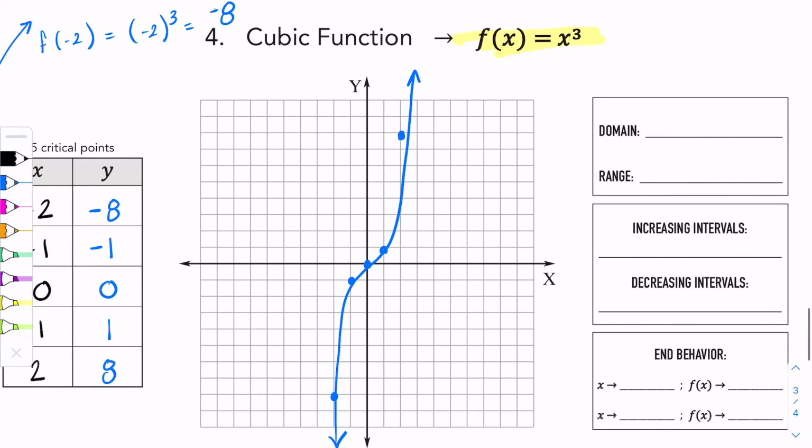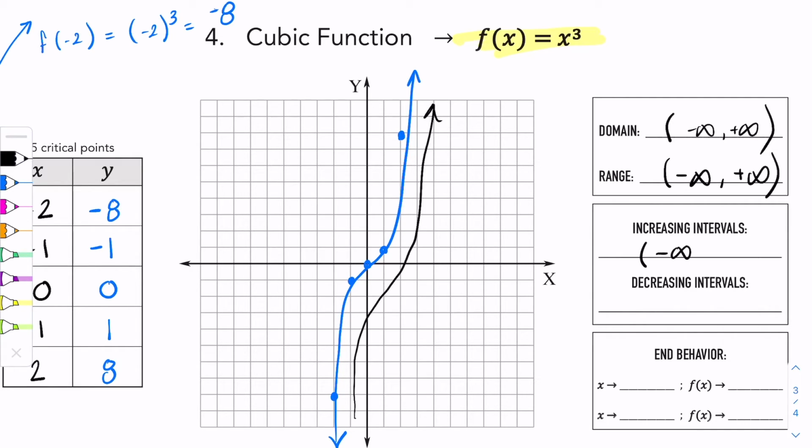There are no restrictions on the domain. This graph does continue to get wider. Also, this graph heads up forever and down forever. Therefore, there are no restrictions on the range, and the range is from negative to positive infinity. If you were walking on this graph, you would be walking up the entire time. So this is increasing from negative to positive infinity. There are no decreasing intervals.